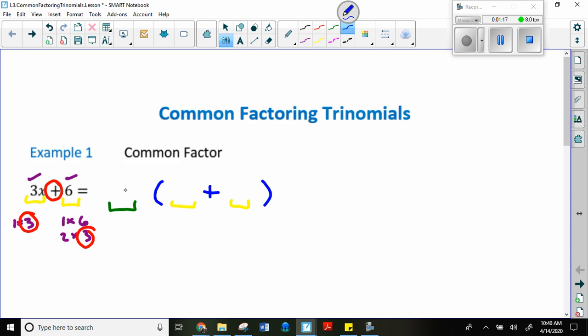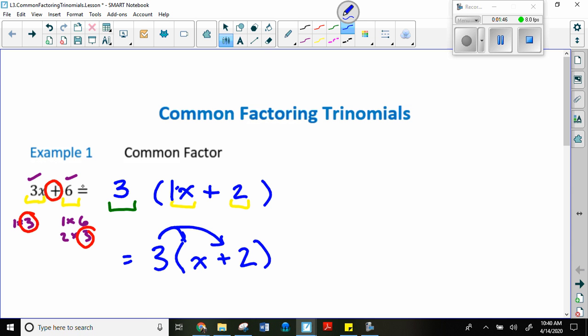So if we divide out a 3, what would be left in the bracket? Well, if we divide a 3 from this, it's just 3 times 1x. So we would just have 1x, but you don't have to put the number 1. If you divide a 3 out of the 6, we're left with the 2. So our final answer here is 3, I'm not going to write the 1 on this one, x plus 2. If we were to distribute this back in, we would get our original question, which is what we want.